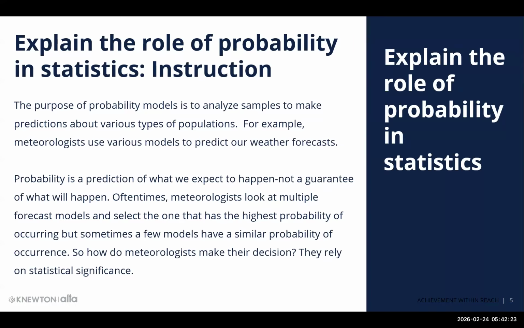Oftentimes, meteorologists look at multiple forecast models and select the one that has the highest probability of occurring, but sometimes a few models have a similar probability of occurrence. So how do meteorologists make their decision? They rely on statistical significance. So that's the key idea here that we're going to discuss.